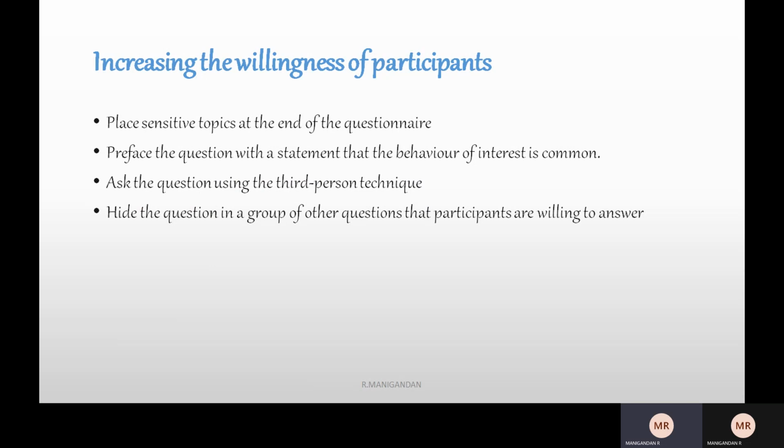Ask the questions using the third person technique. Yes, this one is a good idea for collecting data. If you have a friend who communicates well with the target audience you don't know, we can easily move to the third person also. Hide the question in a group of other questions that participants are willing to answer. Yes, this is also a good strategy to get the data.